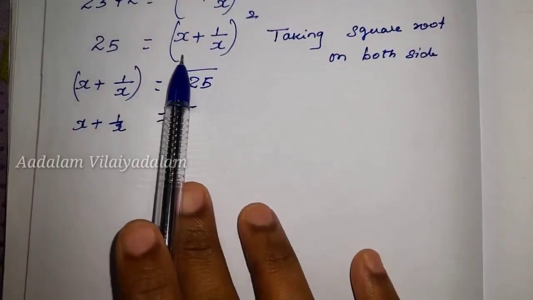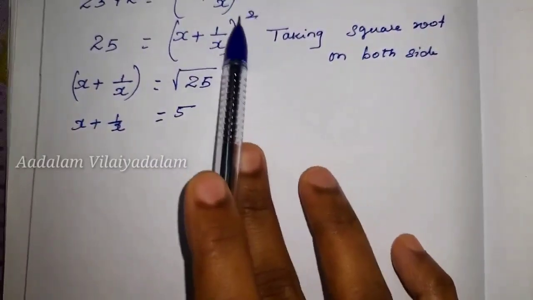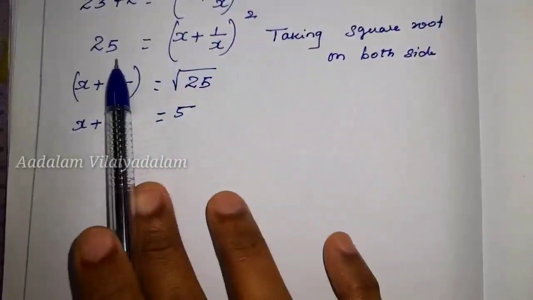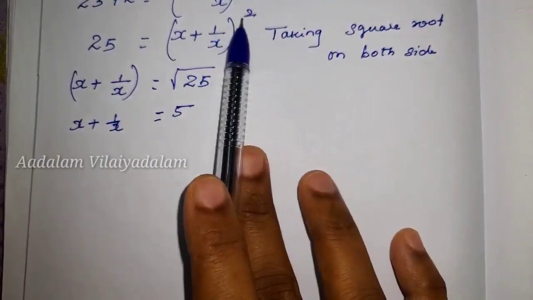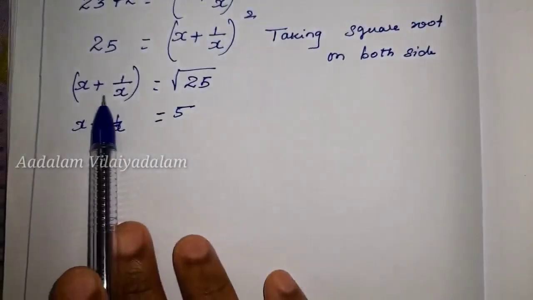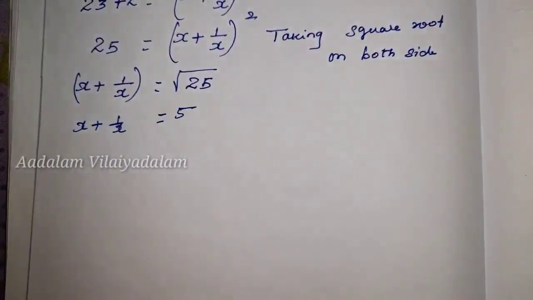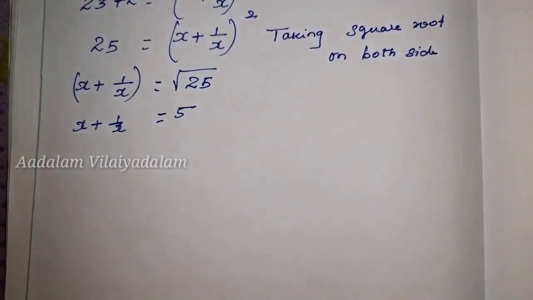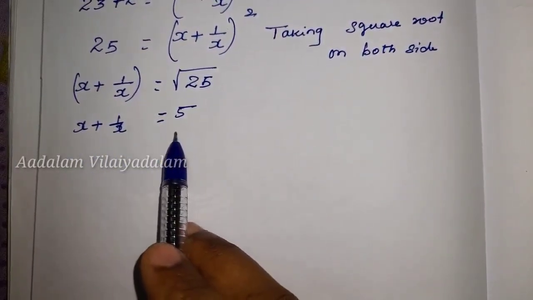Here we have to find the value of x plus 1 by x only. So we have to remove the square, that means taking square root on both sides. Square and square root cancel. So x plus 1 by x is equal to the square root of 25. The square root of 25 value is 5. So the value of x plus 1 by x is equal to 5.